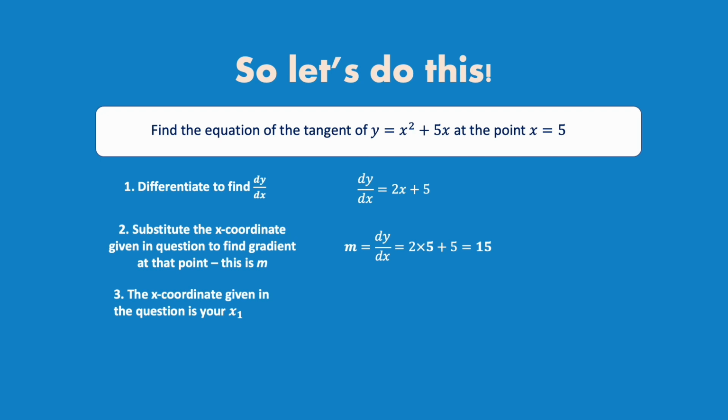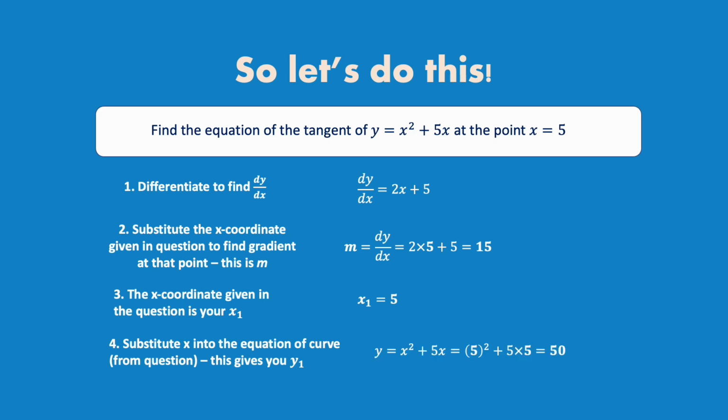So we know that now. We know the x1 for when we go to our equation of a straight line. And we can substitute x into the equation of a curve from the question to get our y1. So y equals x squared plus 5x. So substituting that in, putting 5 everywhere where we see x, we get 50 as our y coordinate.